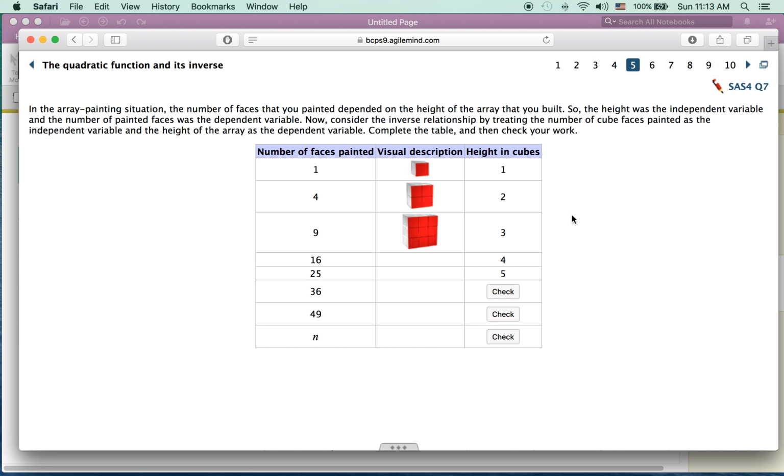So what if we knew the number of block faces painted and we want to get the height? So if we had 1 face painted, the height is 1. If we had 4, the height was 2. If we had 9 faces painted, the height was 3. Okay, if we had 16 that we had to paint, we would know that the height of the array was 4, as would be its width. So if we had 36 to paint, what would be the height? Well, it would be 6. If we had 49, what would it be? It would be 7.